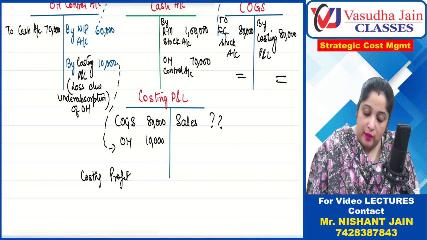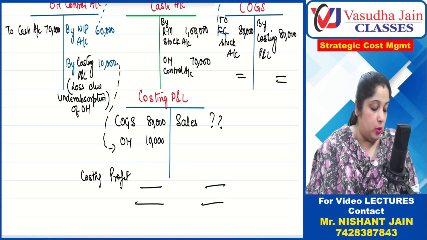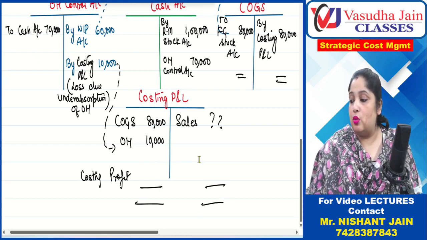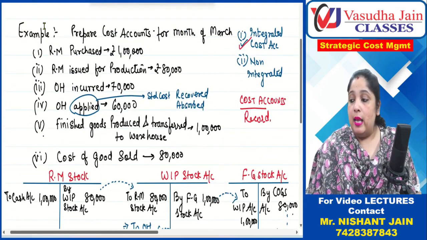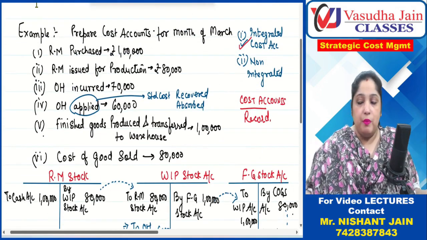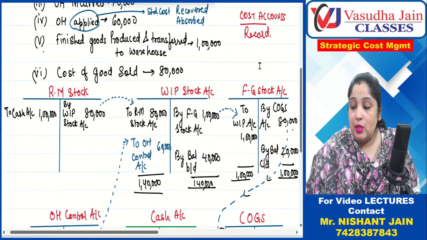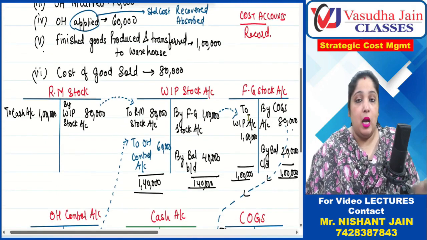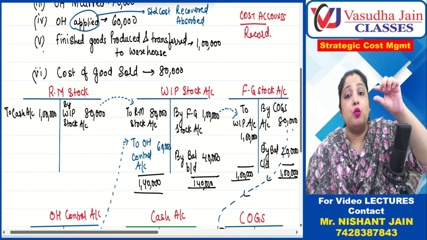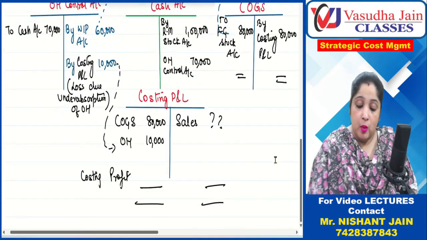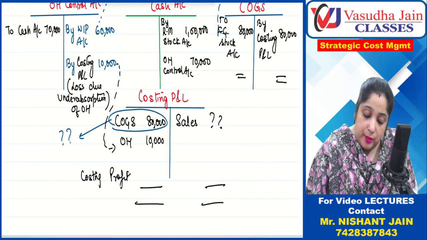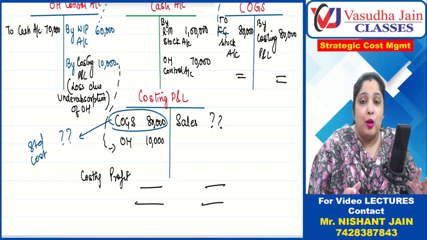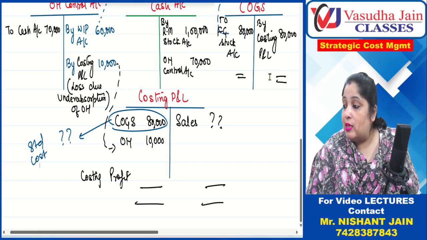It can be a loss or a profit, but since sales is not given to us, we cannot find the costing profit or loss. But what I wanted to show you here is that these are the normal cost records we make, and because of these records we are able to find out the cost of goods sold. Let us check whether you have understood this. Does this cost of goods sold represent actual cost or standard cost? Please reply. It is going to be standard cost.